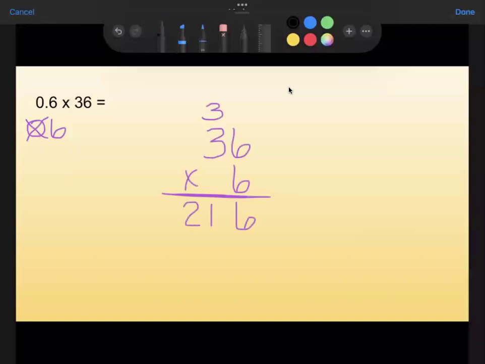So now comes the decimal part. I'm going to add a decimal to the end of the answer. I'm going to move that decimal to the left, the same number of spaces as there were decimals in the original problem. So the original problem had this decimal right here, 0.6. That decimal has one digit in the decimal place value. So I'm going to move this decimal one place into the left of the answer. So that means the decimal is now going to be after the 1 and before the 6. So my final answer to this would be 21.6.